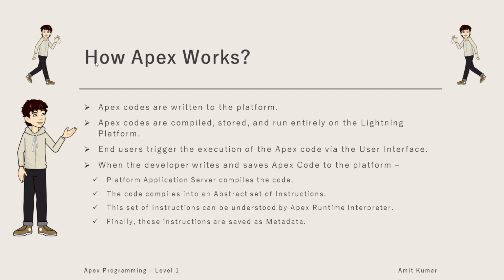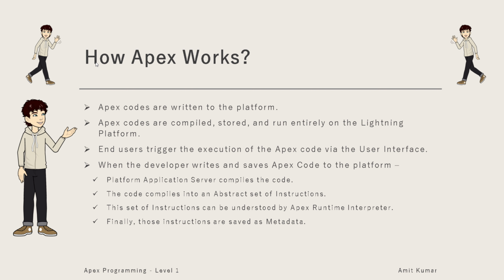First of all, the platform application server compiles the code as soon as the developer saves it. The code compiles into an abstract set of instructions. We are unable to understand these abstract instructions. Only the Apex Runtime Interpreter understands them. And finally, those instructions are saved as metadata after the interpreter interprets them. So we can say Apex is code which is both compiled and interpreted, just like Java code.